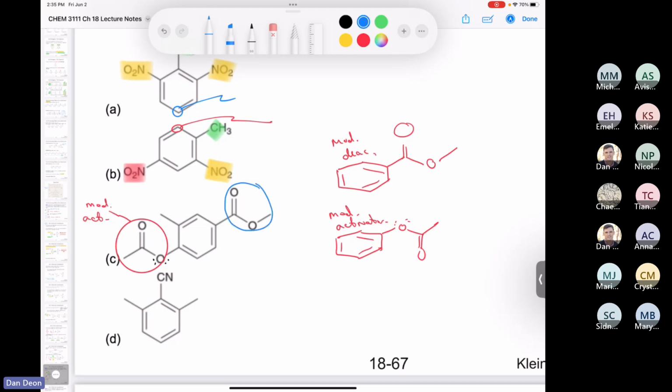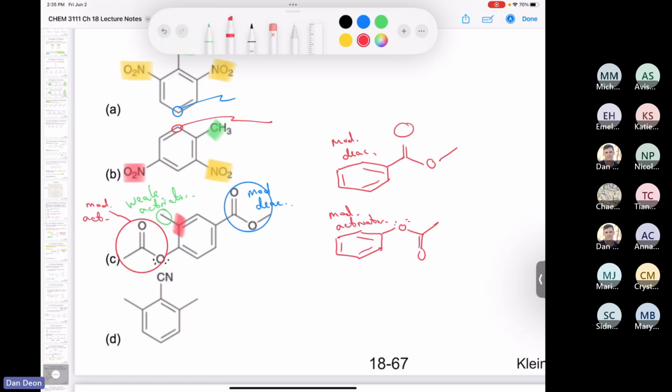Okay, let's try all of these. This one here, so what's this one going to be? This one's going to be a moderate deactivator. And then what about the methyl group? Well, that's going to be a weak activator. So now that we have all that figured out, we can see that the ester that's circled in red is going to be our strongest activator here. It's because it's moderate. Everything else is weak or a deactivator.